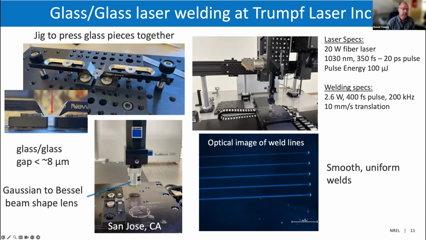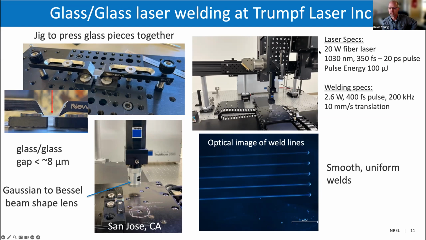So we made a clamp so we could hold the two pieces together very closely. The gap does have to be pretty narrow, 8 microns, which could be an issue. So you might have to work in a clean room, but many of the processes in silicon are already in a clean room. But you definitely need the glass clamped together very well. You also need special optics to change the beam from a Gaussian to a Bessel beam shape, which kind of elongates the beam. And then this table will kind of move the sample back and forth.